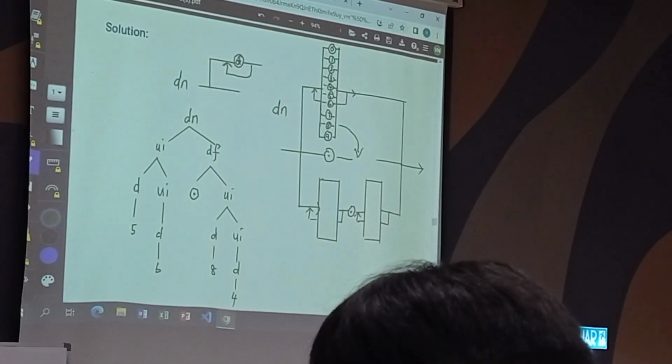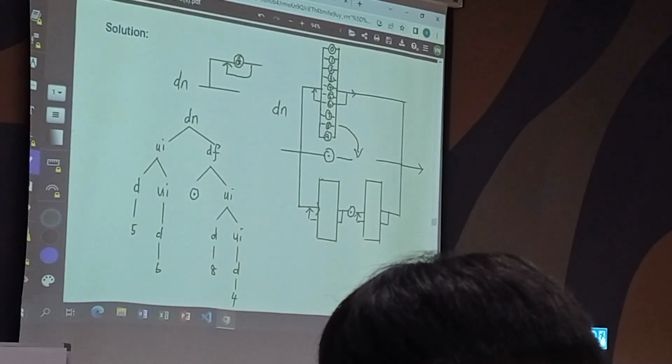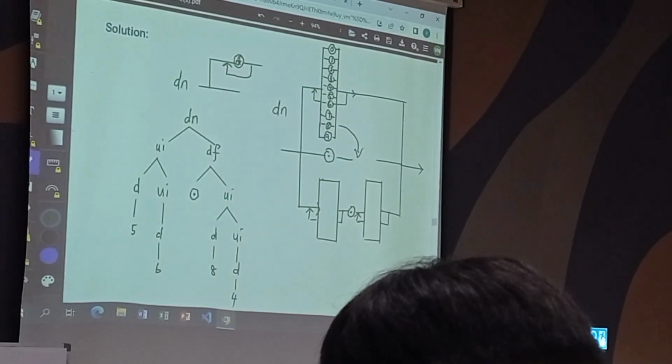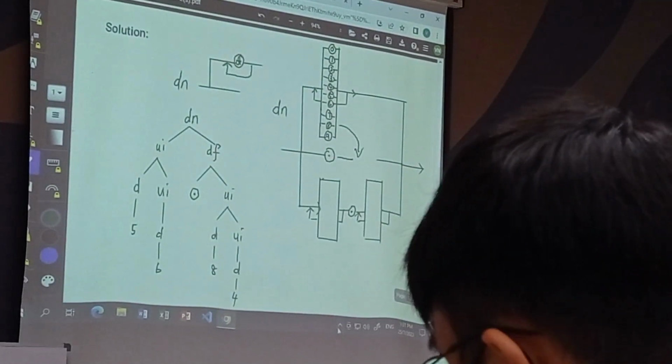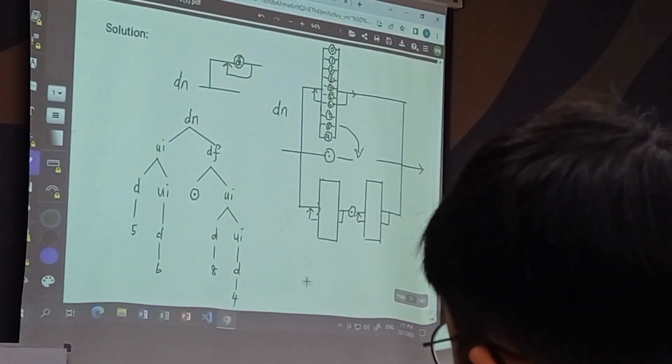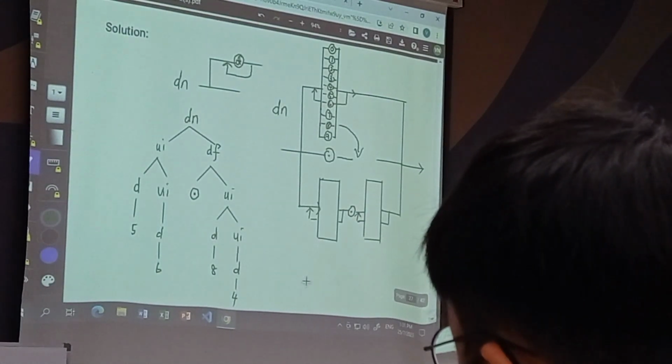Okay, for this derivation tree. Can follow? Anything to ask? No, huh?